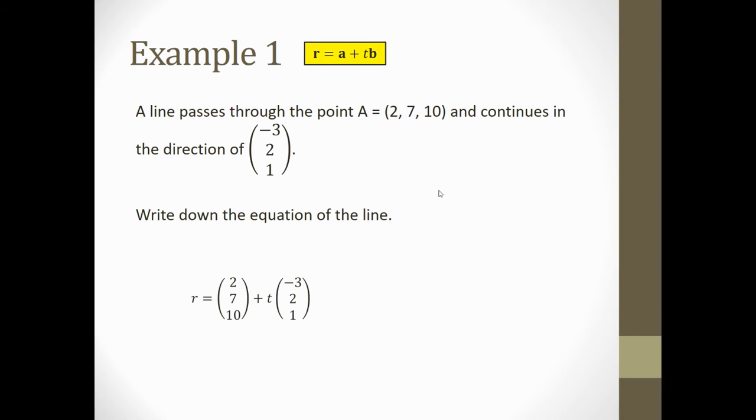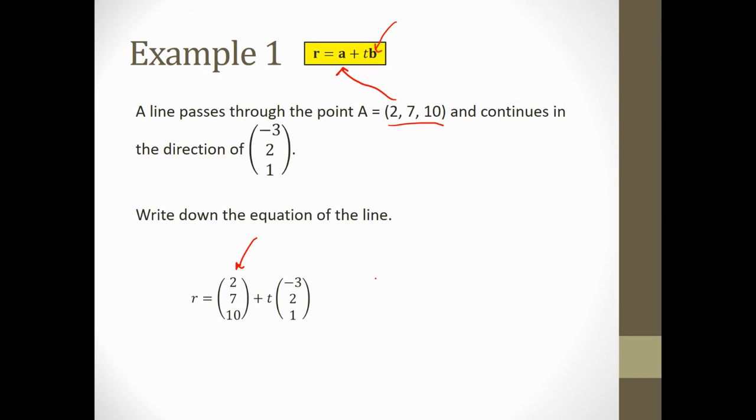So here's an example, a pretty basic example. I've already got the answer down here. So a line passes through the point A. This will be our position vector. So that's this part that I plugged in there. And then I just wrote it as a column vector. And the direction, it tells us the direction, -3, 2, 1. So that goes in for B. And it looks a bit complicated, but it's pretty easy to just plug those values in.